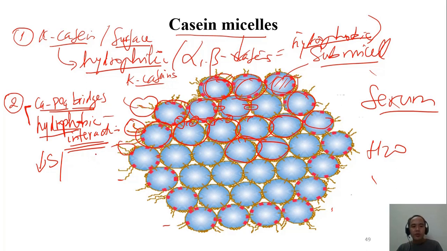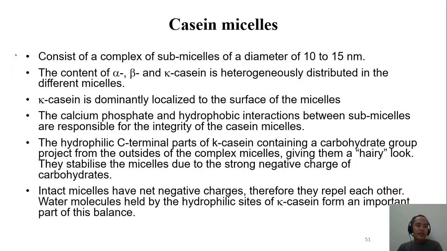Okay, again. So, what is the third point? It's that the distribution of casein species within the micelle is not homogeneous. Kappa-casein is more on the surface because part of the molecule is hydrophilic. Alpha and beta-casein are more inside, meaning they are more hydrophobic. The second point, the important linkages that help to protect the integrity of the micelle, include what? Calcium-phosphate bridges and hydrophobic interaction. This is a submicelle. The text is here. You can look at the handout and read. Important points I already explained.